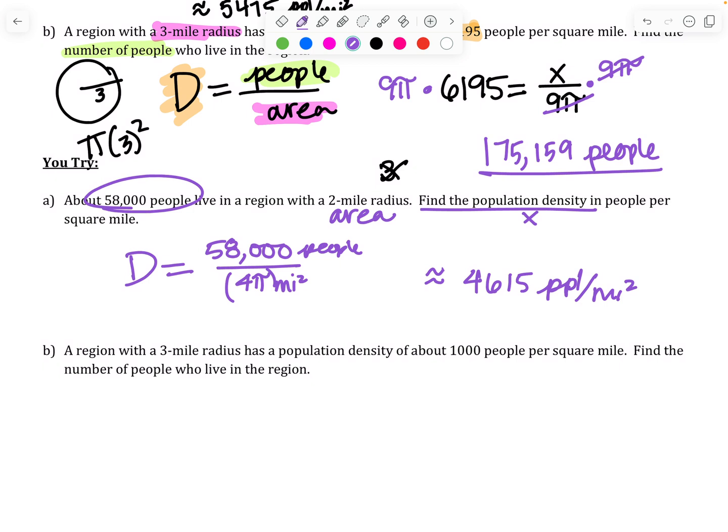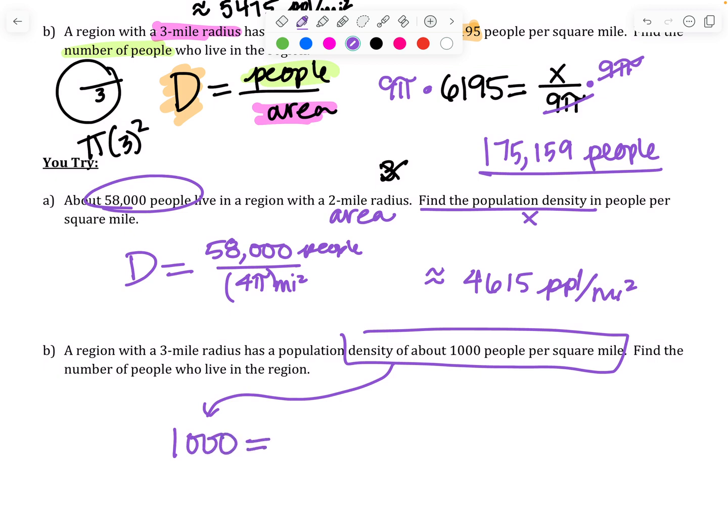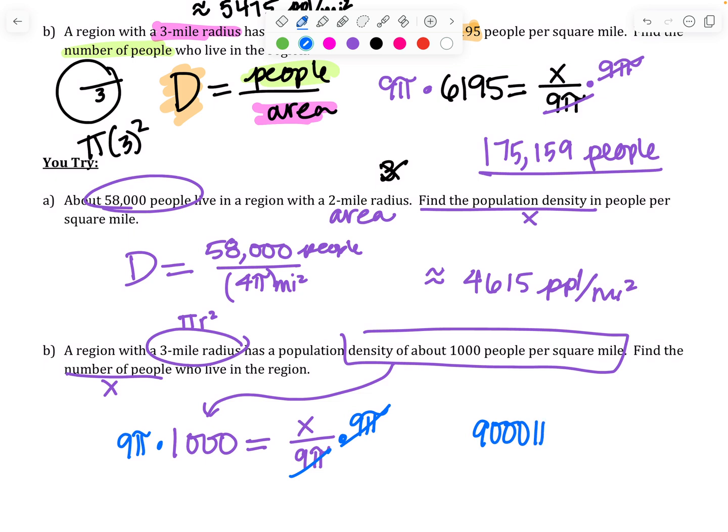A region with a 3-mile radius has a population density of about 1,000 people per square mile. So that's the density. So density equals number of people. Find the number of people, that's X, per area. Area is a 3-mile radius. Pi r squared gives us the area. So I'm going to solve for X. That's 9,000 pi, which is approximately 28,274 people.